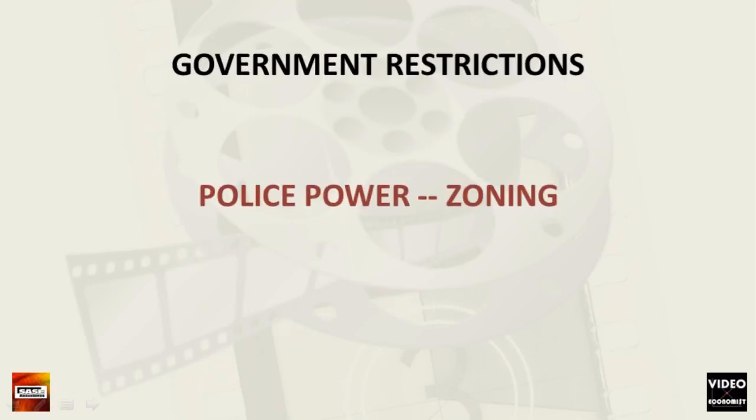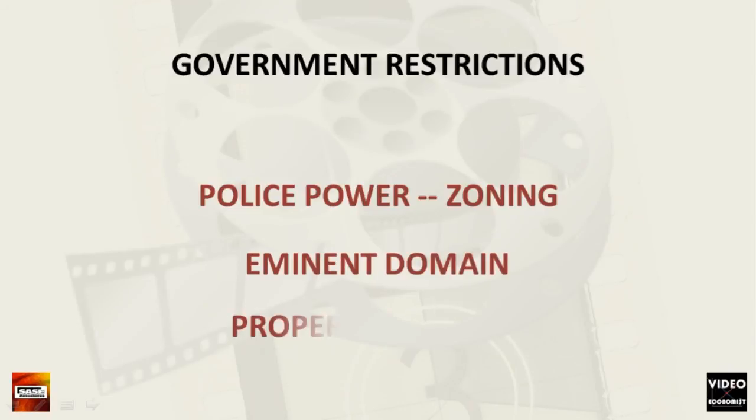Government restrictions involve something as simple as zoning, how the property is to be used. Also, the use of eminent domain to acquire property, and the ability to tax property. This puts a certain restriction because if a person doesn't pay the property taxes, they forfeit the property to the government.